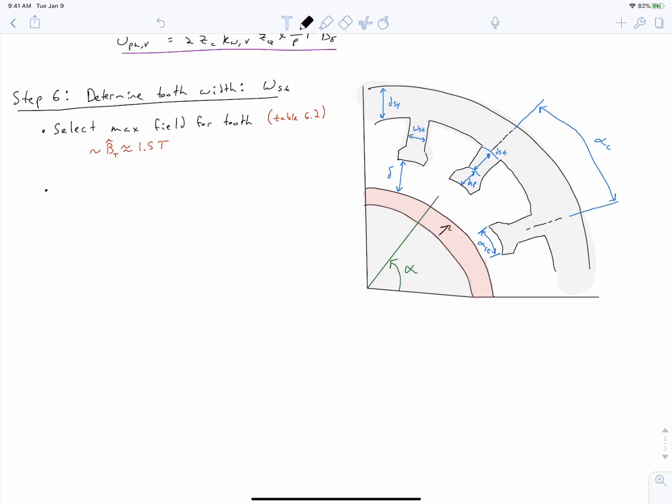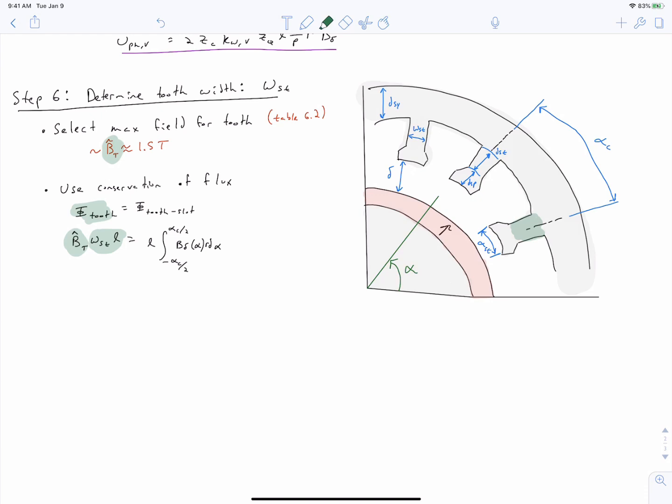Then the way that we determine what our tooth width should be is that we use conservation of flux properties. We realize that those teeth are just flux tubes. So what we're doing here is that we're recognizing that we're going to have a total flux within a tooth. We're going to have a total flux that's taking this flux tube path. And that flux is going to be this maximum flux, BT hat, times the cross-sectional area. The cross-sectional area is the width of the tooth times the length of our machine, the axial length of our machine. So that needs to be equal to something.